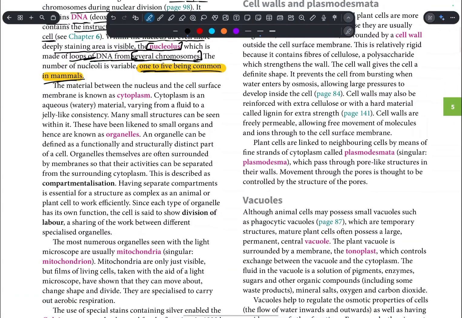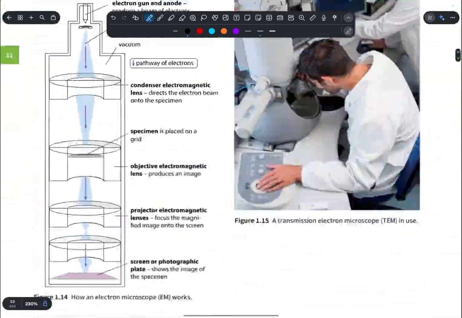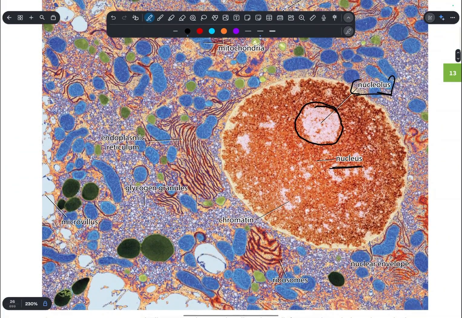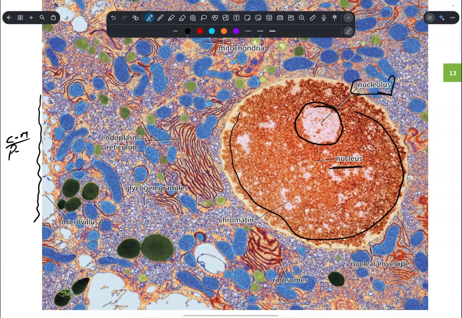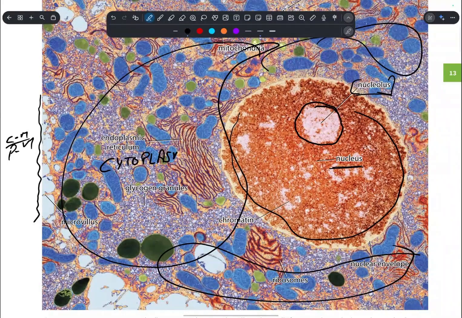The material between the nucleus and the cell membrane is known as cytoplasm. So when we look at that diagram, this part is the nucleus, right? And just for context, think that this is the cell membrane, the plasma membrane. So all of this part, what is it? It is cytoplasm.